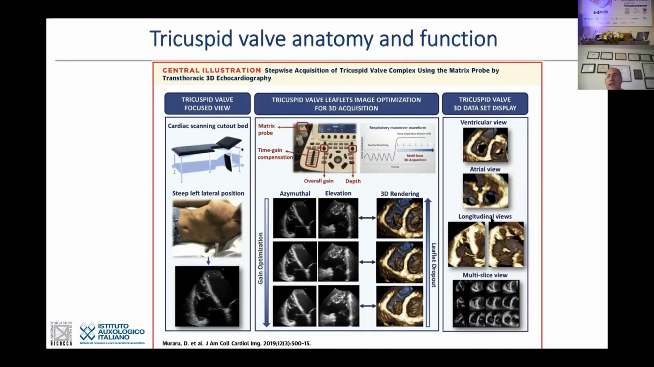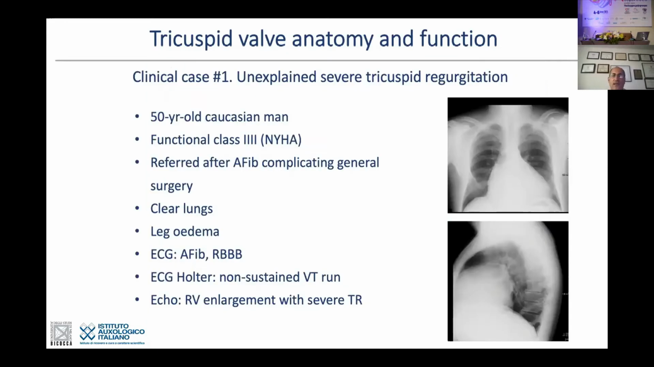And when you have the data set, then you can display the data set in an almost infinite number of views: look at the valve from the ventricular perspective, the atrial perspective, obtain several longitudinal views, look also at the subvalvular apparatus, or a multi-slice.